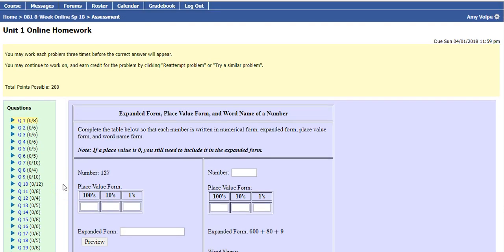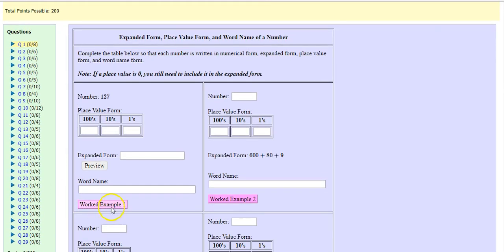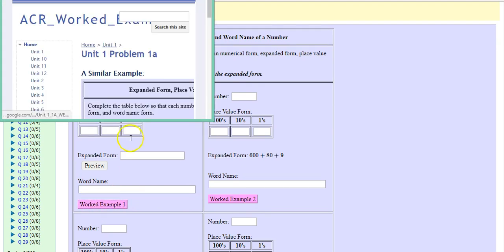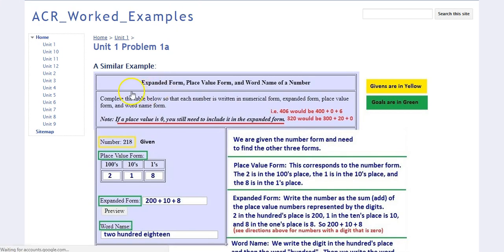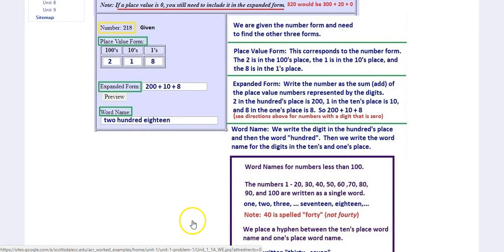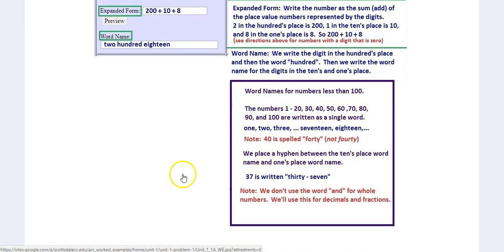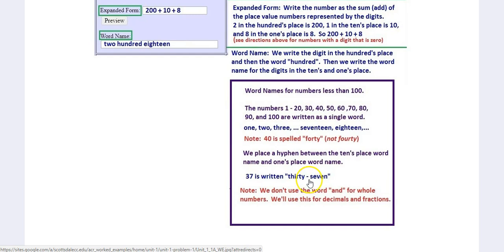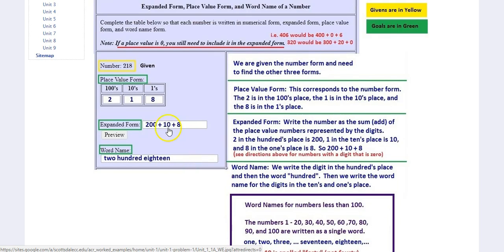A few things to notice. Every question has what we call worked examples. So if I click on worked example, this is a similar example to the one you're working on, where the link is. Okay, that gives you general information about the problem, how to solve it, things you should be careful of or beware of. Lots of people leave out the hyphen sometimes in a word name or misspell 40, okay?